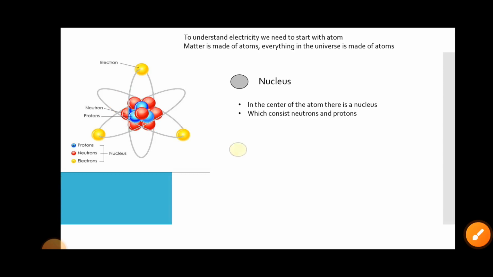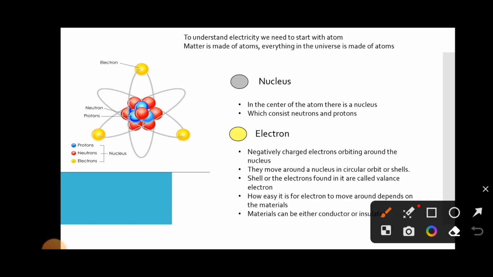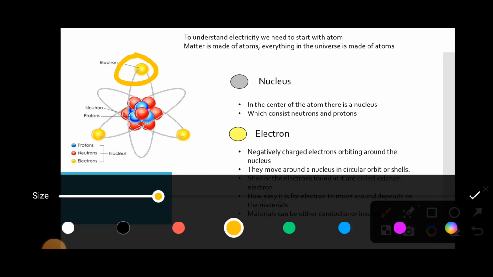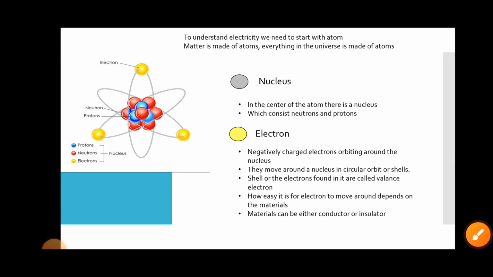So now we move on to the electron. The negatively charged electron moves around the nucleus in a circular orbit. The outermost shell, and the electrons found in it, are called valence electrons. How easy it is for an electron to move around depends on the material.